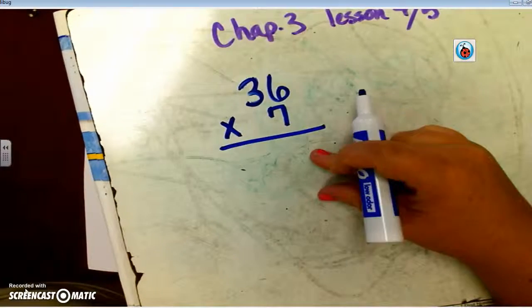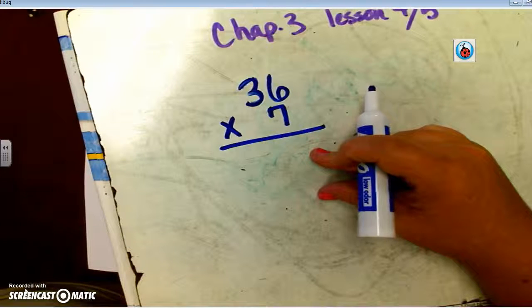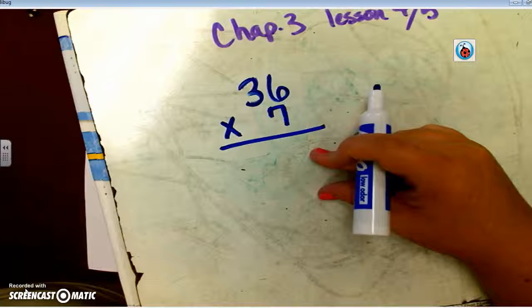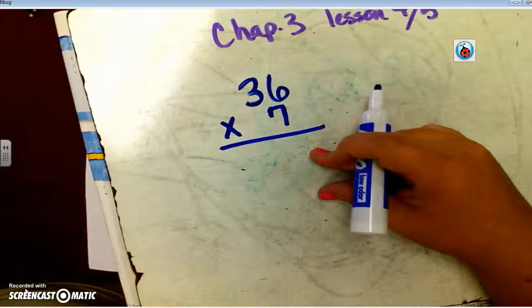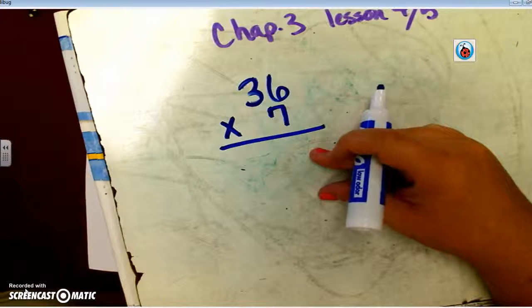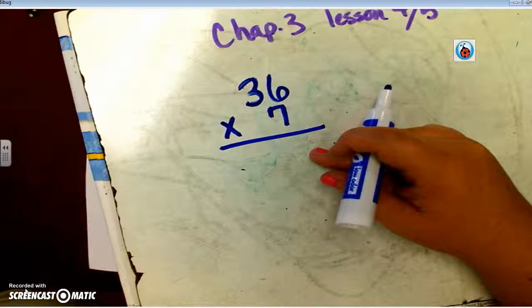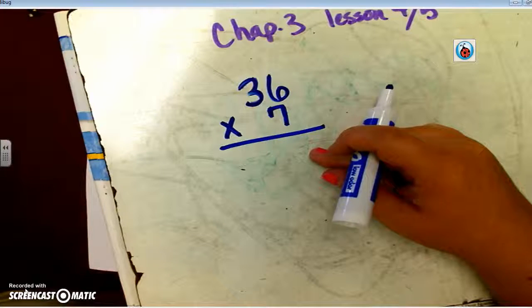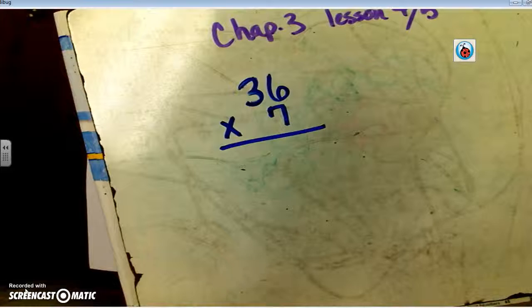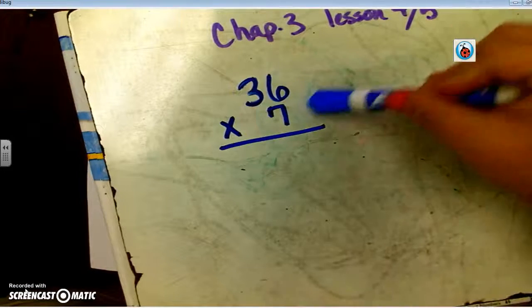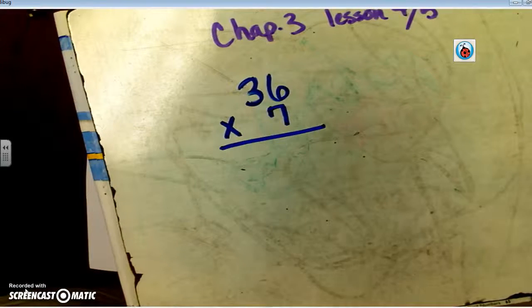What's my answer to multiplication called, Hayden? It's not called the sum. It's not called the quotient. It's called the... starts with a P. Product. So we're going to multiply these two factors together to get a product, to get an answer.